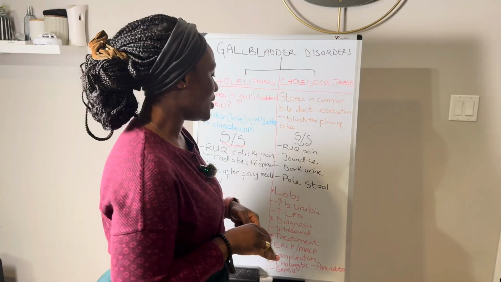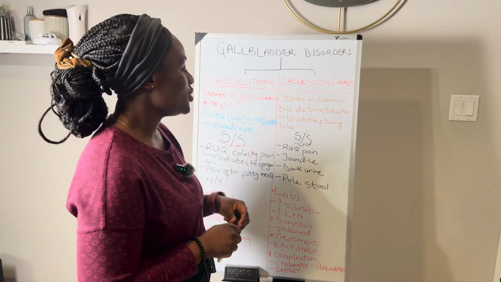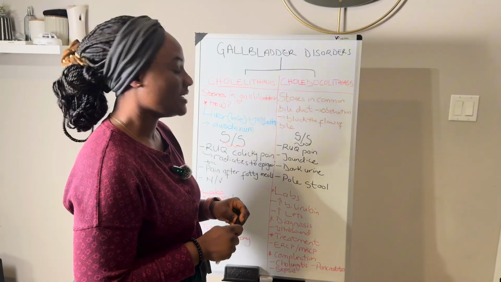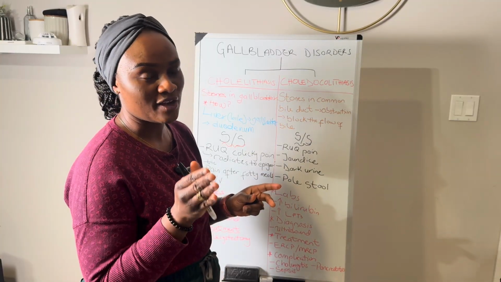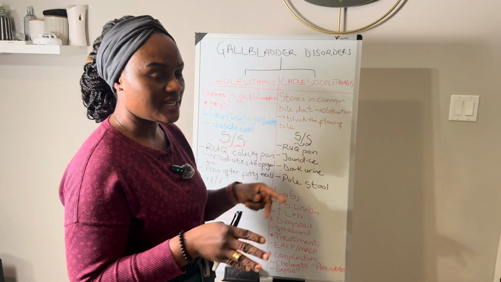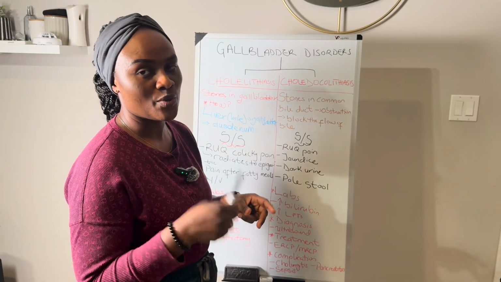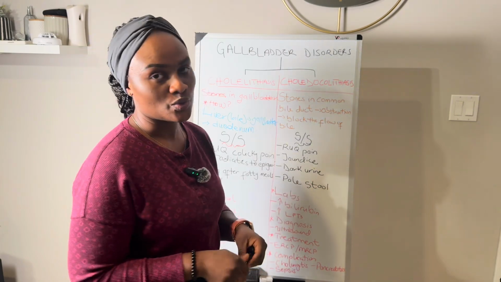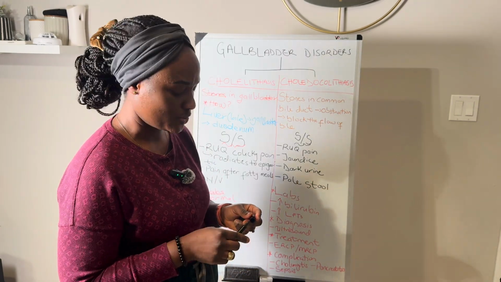Then we have your dark urine. Why do we have dark urine? So after the backflow, bilirubin is being filtered by the kidney. Now, when the kidney does its job, filters the bilirubin, the waste product is what comes out as your dark urine. Pale stool. So patients will usually have a pale stool.